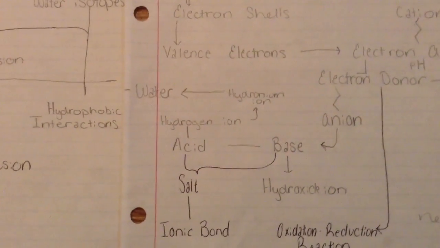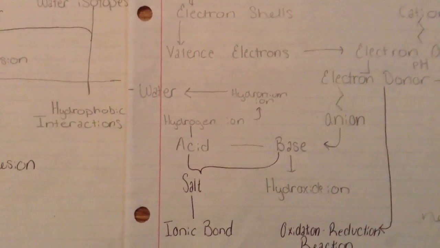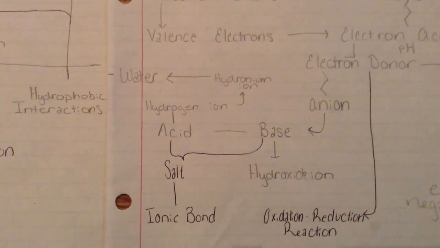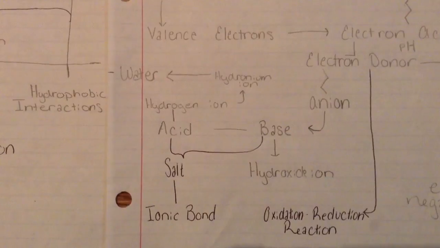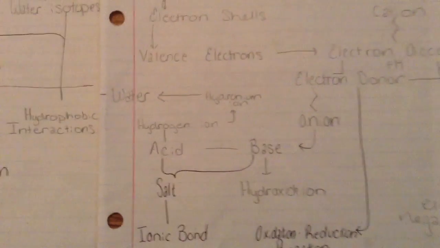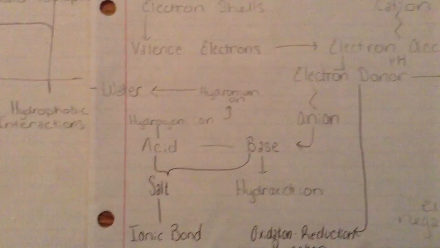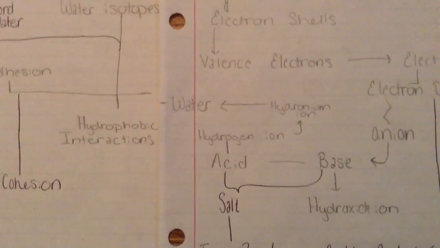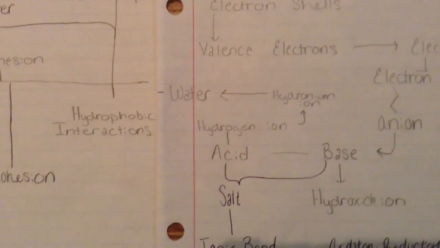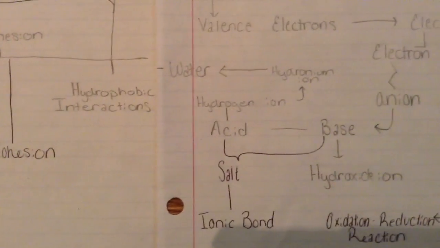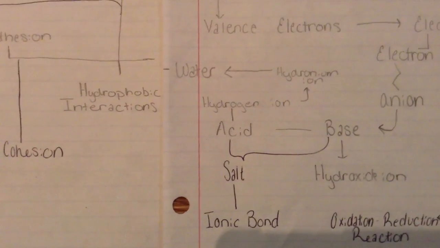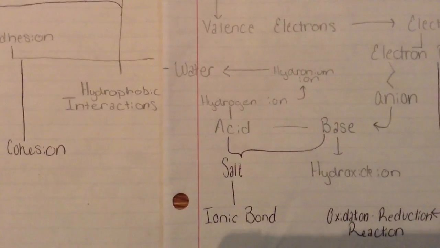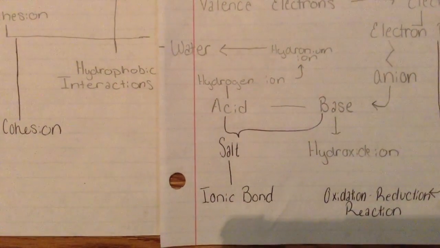And then connected to electron donor, or anion here, I already did that. Electron donor connected to anion here is acid and base. I talked about these a little bit already. So connected to base is the hydroxide ion. This is OH-. It's found in a lot of reactions. And it is an electron donor. And here we have acid, and connected to acid and base are salt, because salt is the product of all acid-base reactions, and connected to salts is ionic bond.